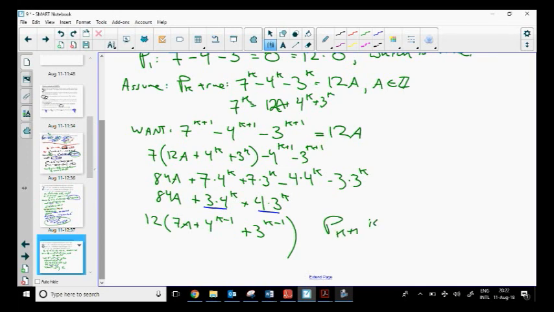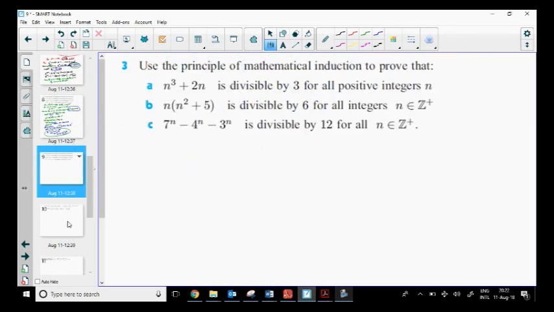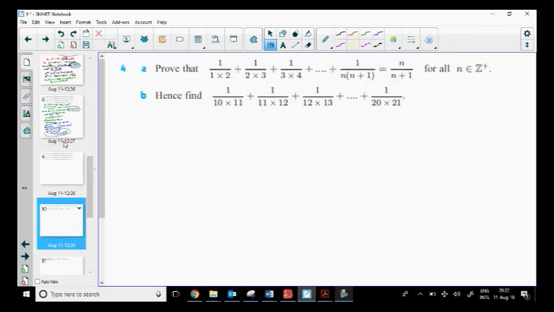P sub k plus 1 is true. I write my concluding statement again, which I'm not going to write down, but I will say it out loud. Since p sub 1 is true and p sub k plus 1 is true whenever p sub k is true, p sub n must be true for all n which are positive integers. So that's divisibility. I think that's the last divisibility one I wanted to do. Yes, it is. That's a trick with divisibility. Now we're going to look at some other ones. We're going to look at some that have to do with series.